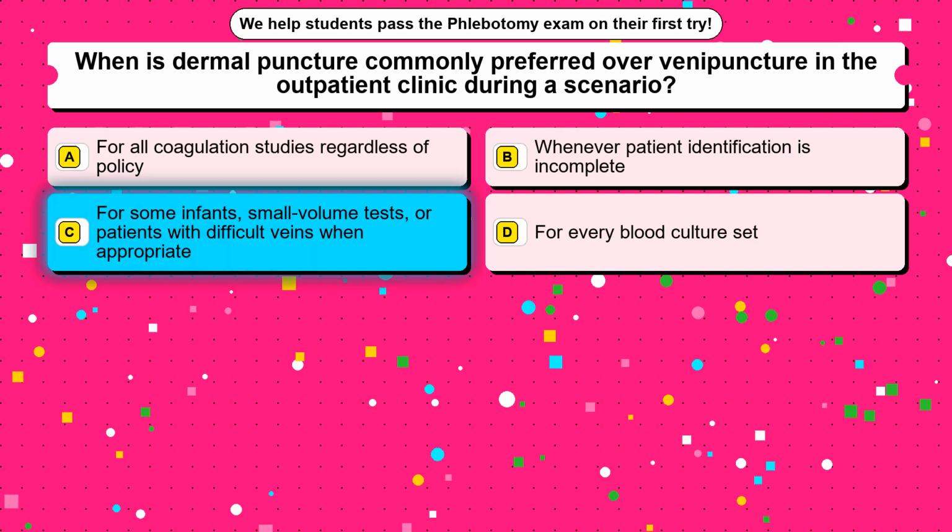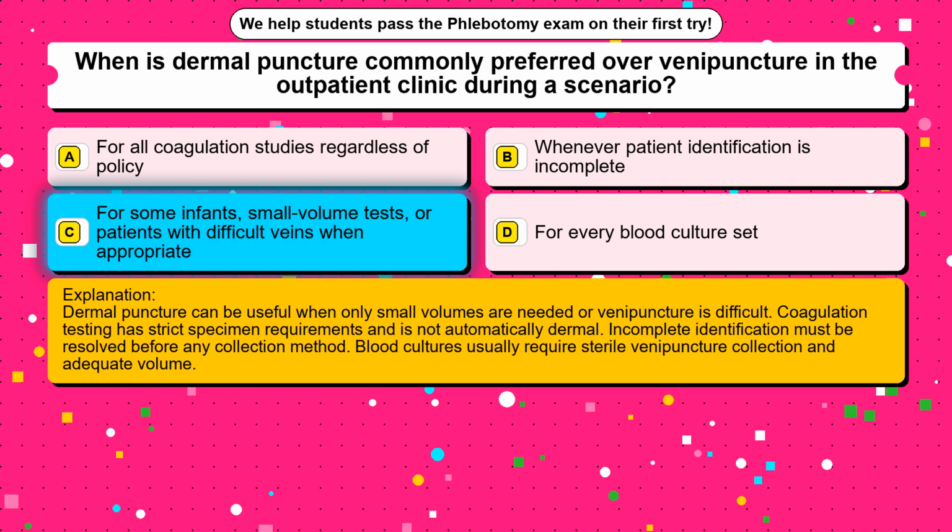The correct answer is option C. For some infants, small volume tests, or patients with difficult veins when appropriate. Dermal puncture can be useful when only small volumes are needed or venipuncture is difficult. Coagulation testing has strict specimen requirements and is not automatically dermal. Incomplete identification must be resolved before any collection method. Blood cultures usually require sterile venipuncture collection and adequate volume.